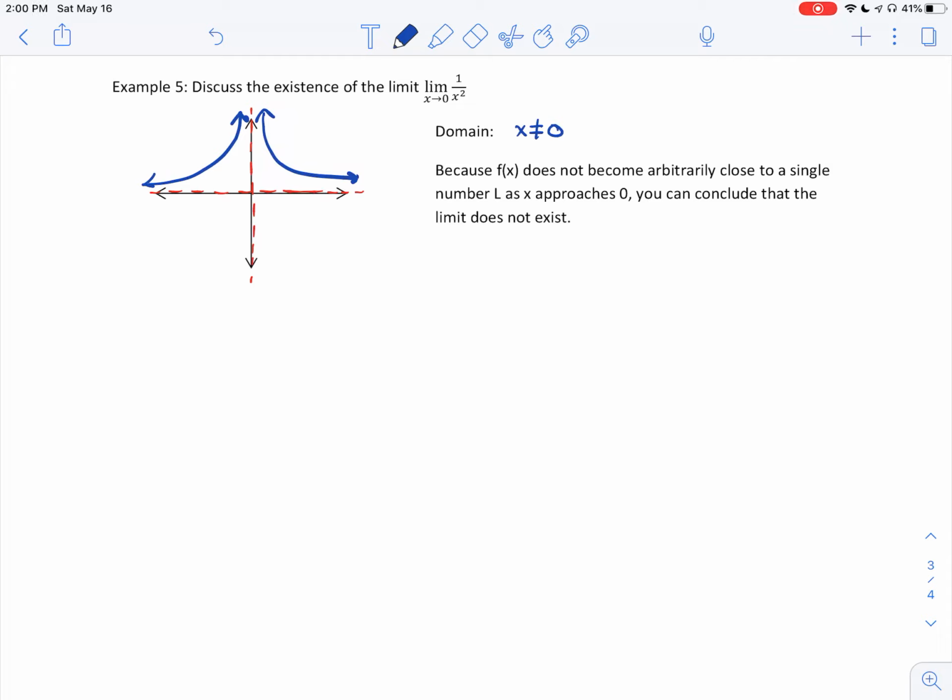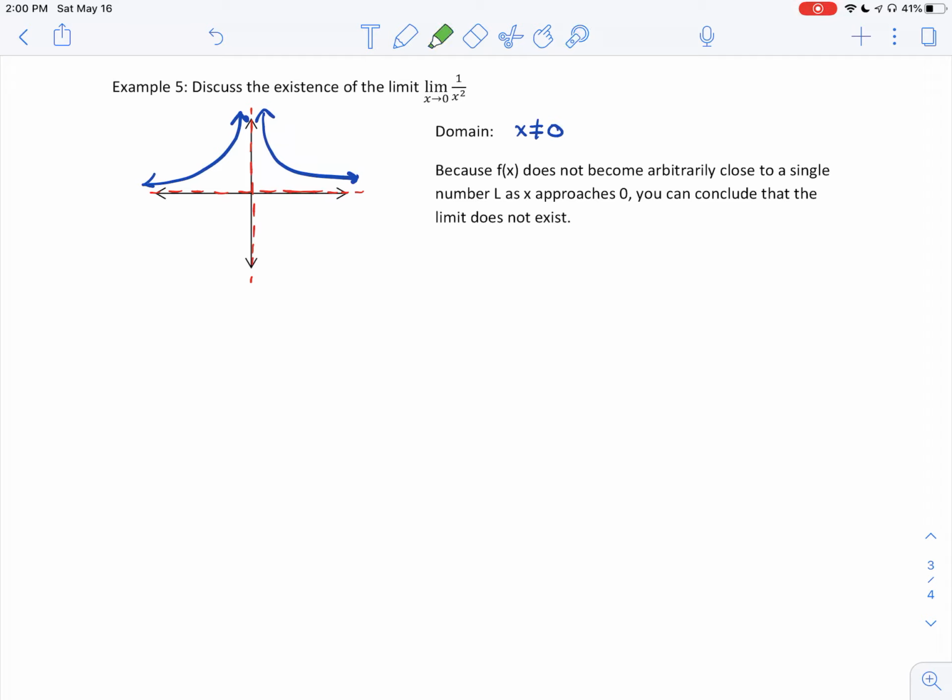All right, so now if we think about our limit as x is approaching 0, as x approaches 0 from the left-hand side, we can see that our y values are going up to positive infinity. And as x approaches 0 from the right-hand side, we can again see that our y values are approaching positive infinity. Okay, so we're approaching the same thing from both sides. So why am I saying that the limit doesn't exist?